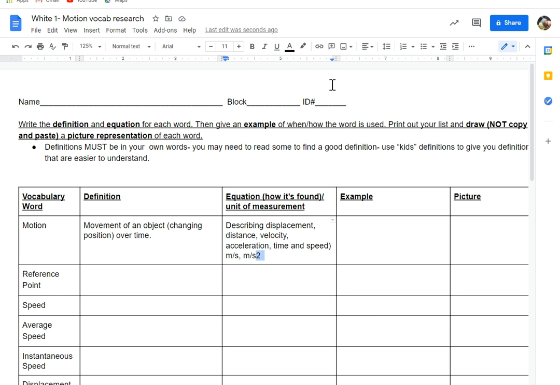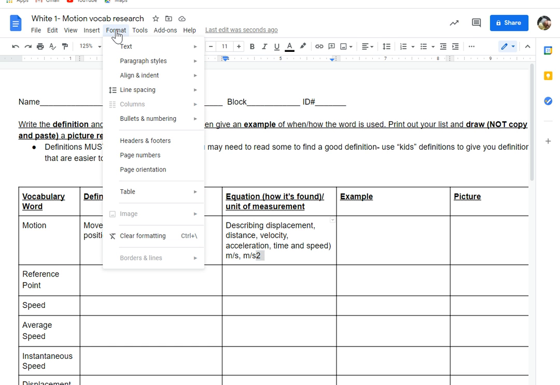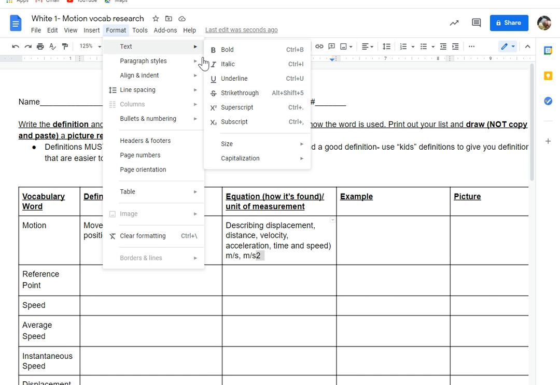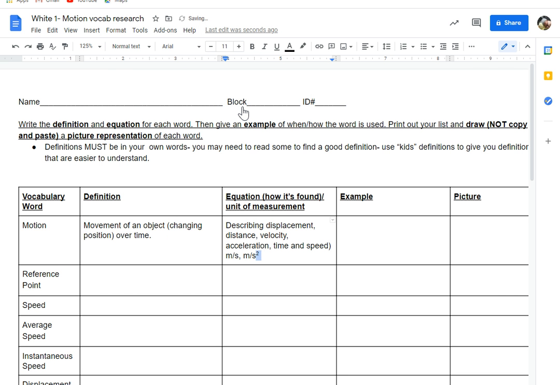All right, where do I go for this superscript? That format? I'll post the video, not the document.